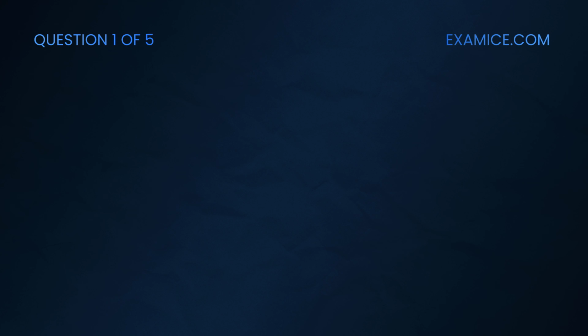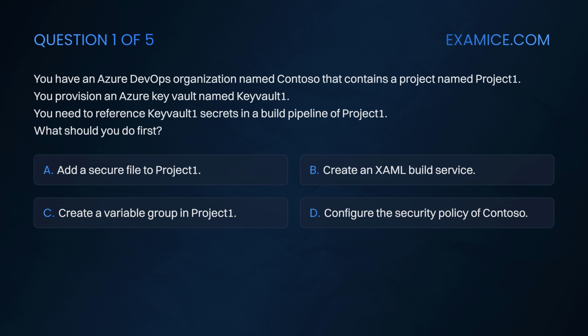Question 1. You have an Azure DevOps organization named Contoso that contains a project named Project 1. You provision an Azure Key Vault named Key Vault 1. You need to reference Key Vault 1 secrets in a build pipeline of Project 1. What should you do first?